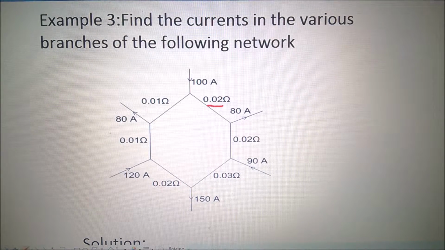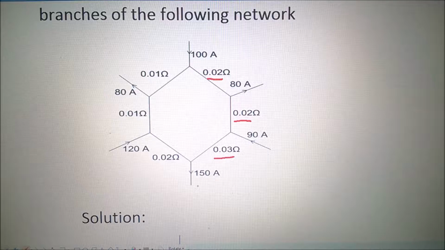Here resistance is 0.02 ohm. Here resistance is also 0.02 ohm. Here 0.03 ohm, and here the other resistances are also given. And the incoming current to the junctions is also given for each junction.